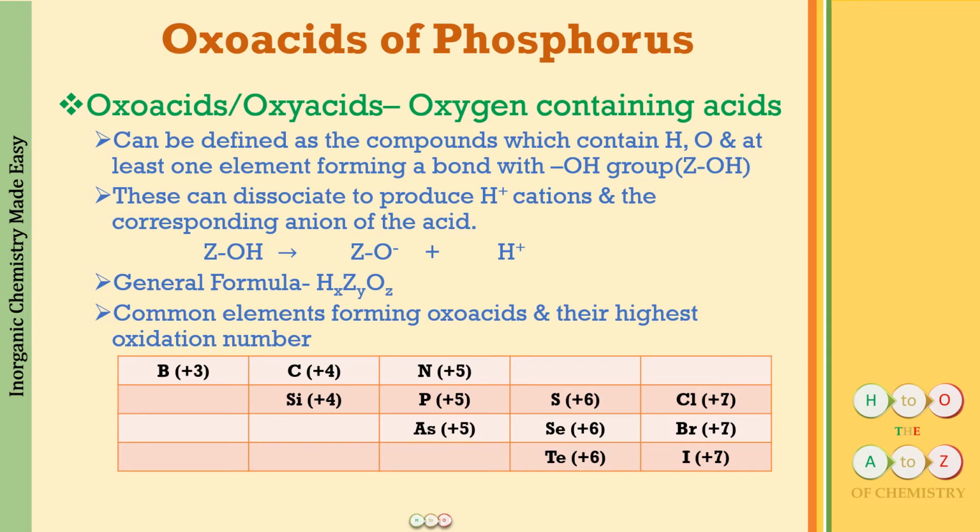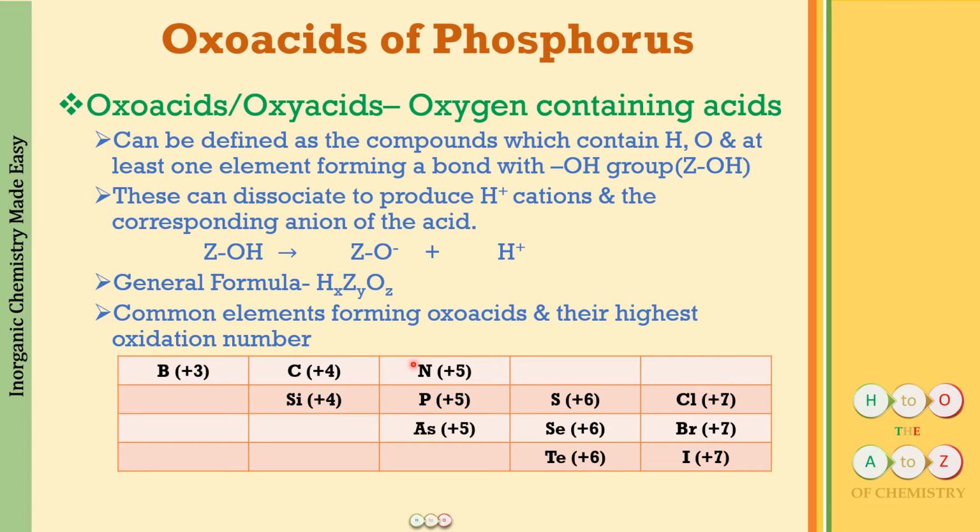Alright, so we have boron, carbon, silicon, nitrogen, phosphorus, arsenic, sulfur, selenium, tellurium, chlorine, bromine, iodine being the common elements which form oxoacids. Now, why have I listed the highest oxidation number? Because these elements can show variable oxidation states. For example, if I talk about nitrogen, nitrogen can show an oxidation state from -3 to +5. And in these oxidation states, these elements form a number of oxoacids.